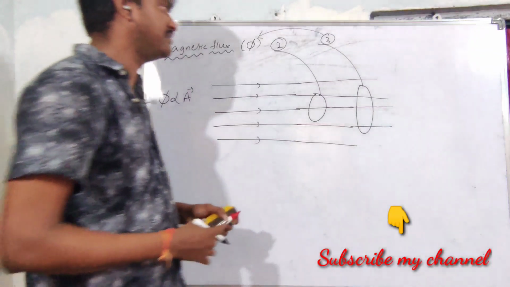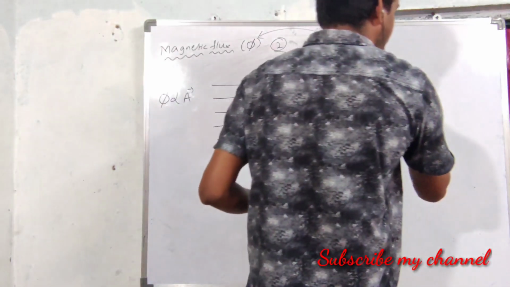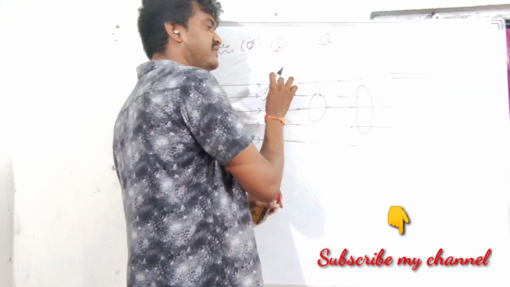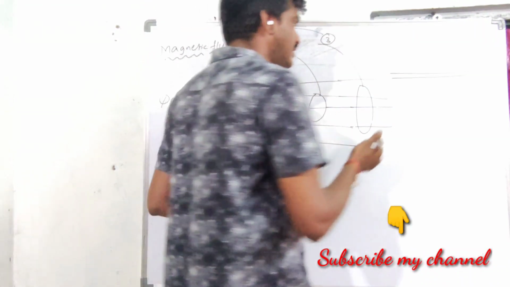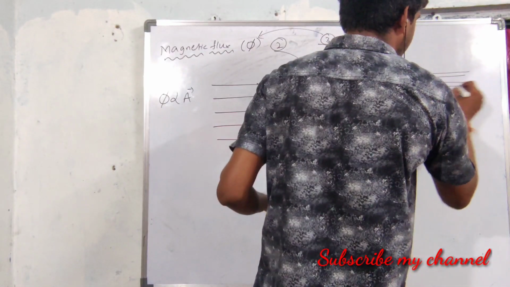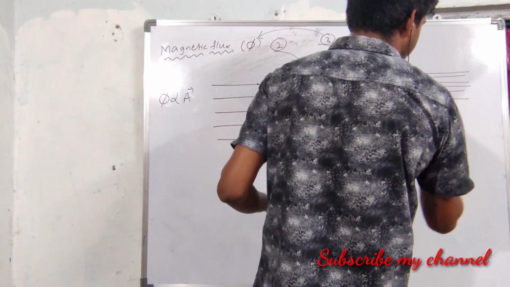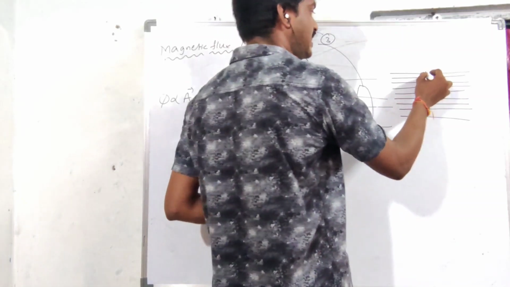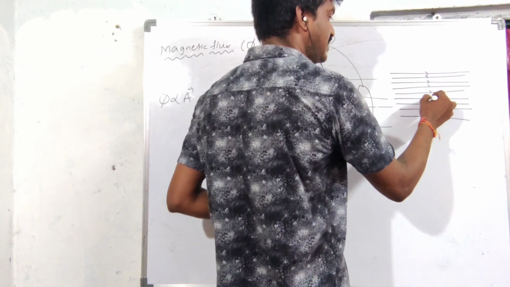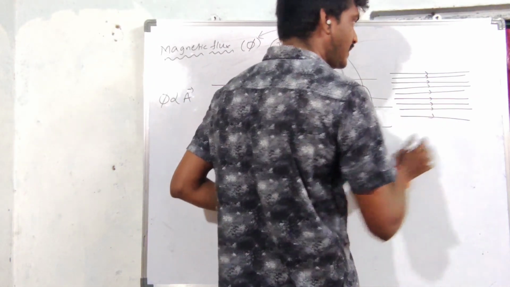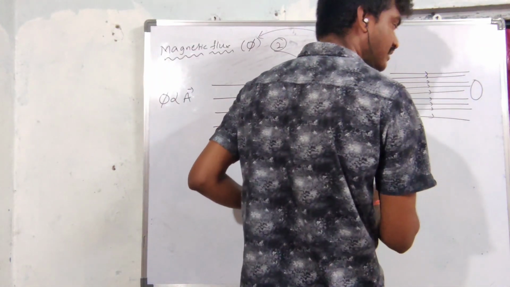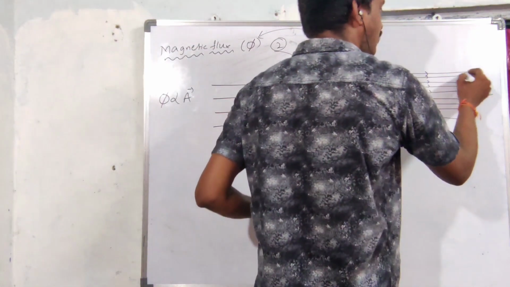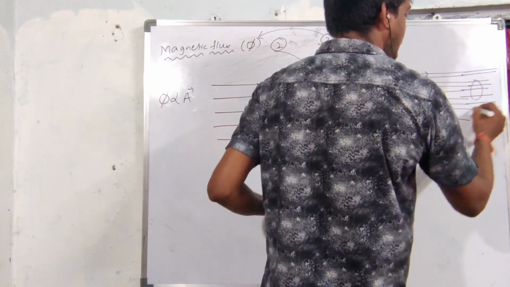Now, whenever we increase the magnetic field, the distance between field lines decreases. Now we are decreasing the distance between field lines here. We take the same small area. Now how many field lines? 1, 2, 3, 4. Four magnetic field lines are passing through the small area.